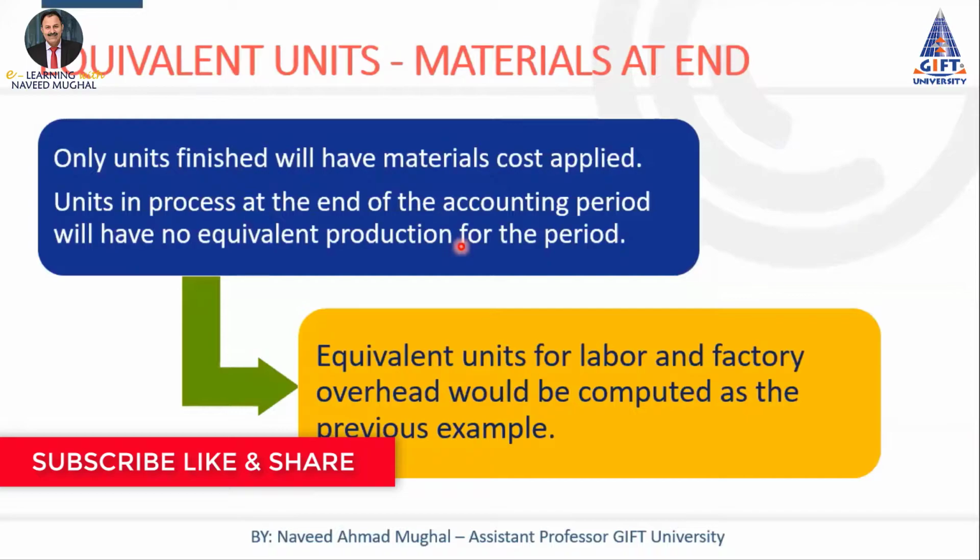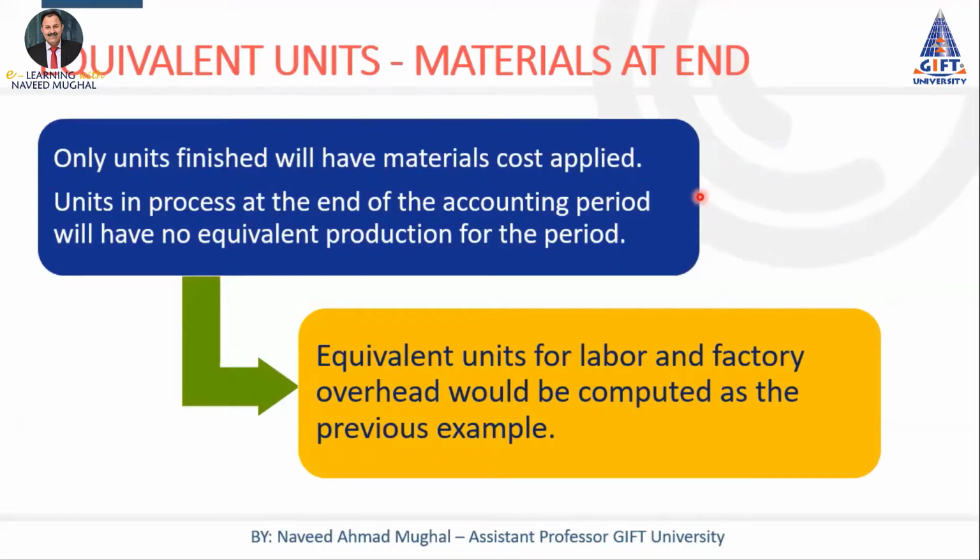A situation in calculation of equivalent units is when materials are added at the end of the process. When materials are added at the end of the process, only finished units would have material cost applied, because materials are added when units have been completed. For example, packing cost will be applied at the end of the process. So only finished goods would have material applied and be included in equivalent units, and in process units would not be charged any material costs. That's why they would not be included in the equivalent units calculation.